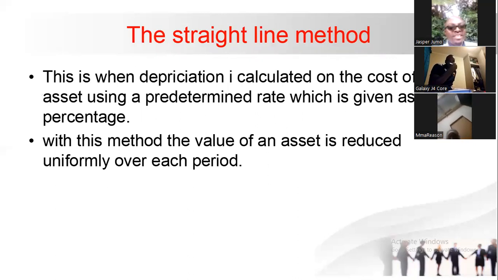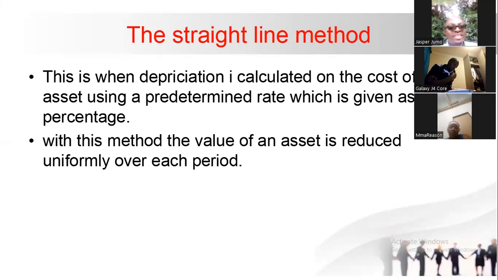So the straight line method entails a situation whereby a certain rate, a predetermined rate, is applied to the cost of the asset. So we are given a rate of depreciation and the cost of the asset, and we are required to calculate the what? The depreciation. So we just find the percentage. It is usually given. Sometimes they tell you depreciation is 25% using the straight line method. So you just apply that 25% to the cost of the asset.